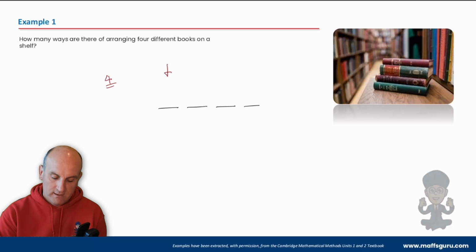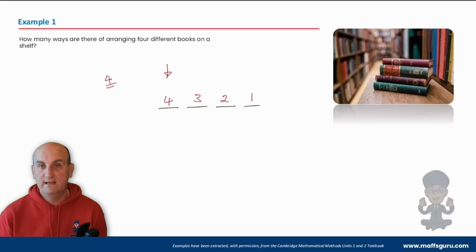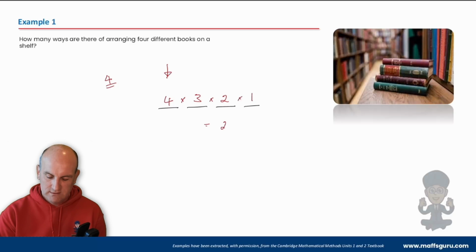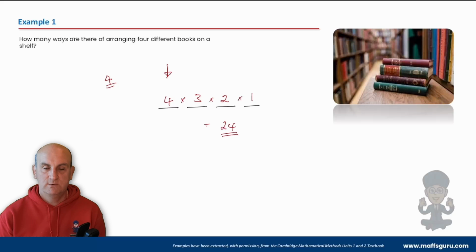So how many can I put in here? 4. I've used one of those choices, so there must be 3 left here. I've used another one of those choices, so there must be 2 left here. I've used another one, so there's only one way to fill the last spot. Because it's a choice, I'm going to do 4 times 3, which is 12, times 2, which is 24. So in that situation, there are 24 different choices.